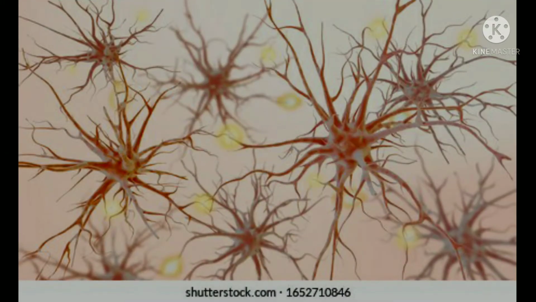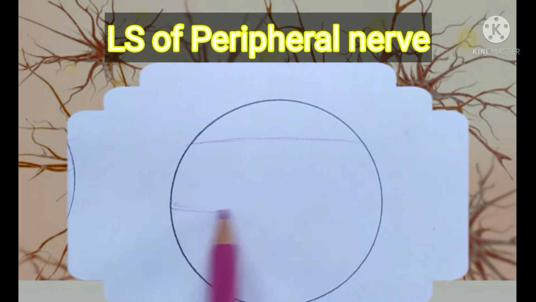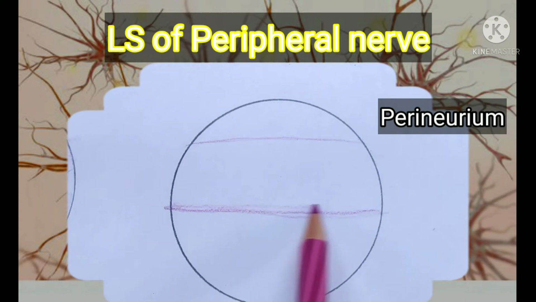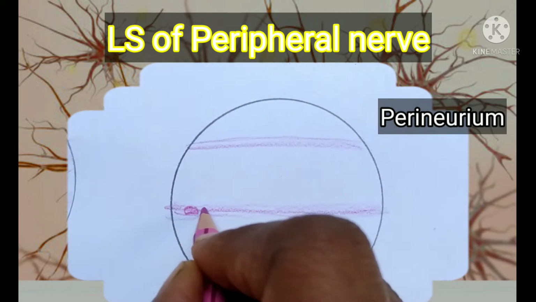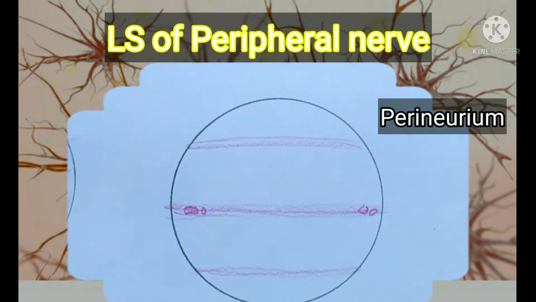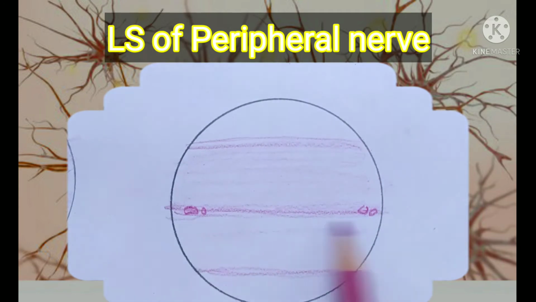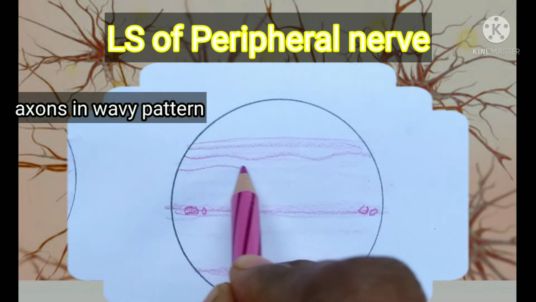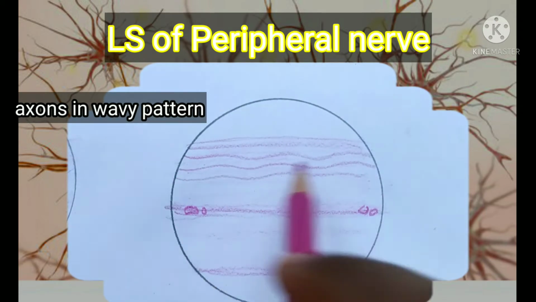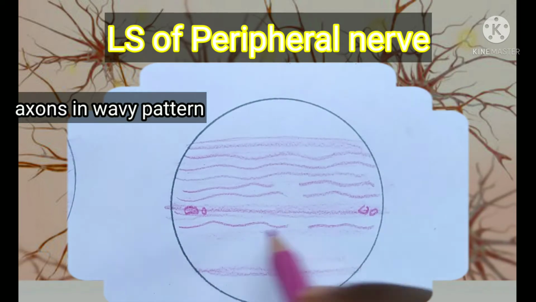Now coming to the longitudinal section of the peripheral nerve. This is the perineurium, the thick sheath. In the longitudinal section, as we know, it contains only the axons, but usually when we see the tissue specimen, the axons will be in a wavy appearance. So it is a wavy appearance of the axon. And we know axons are surrounded by the squamous cells with the node of Ranvier and all.